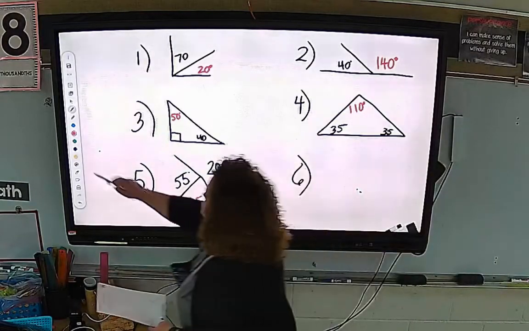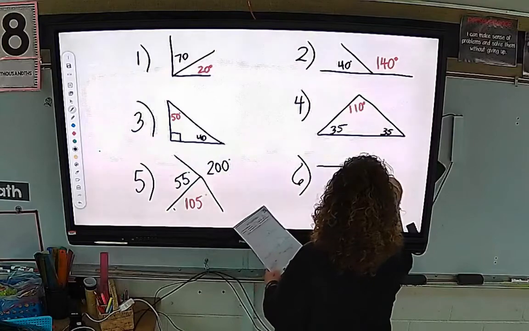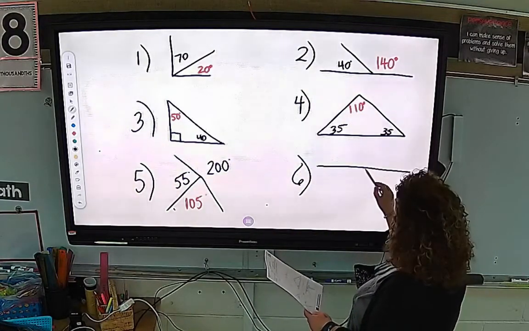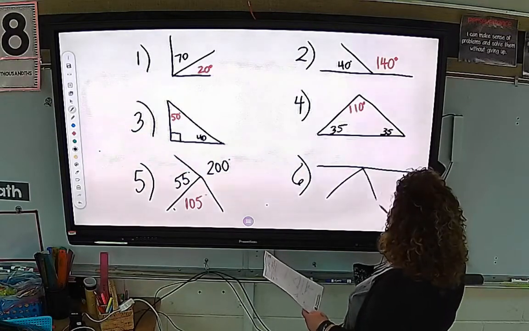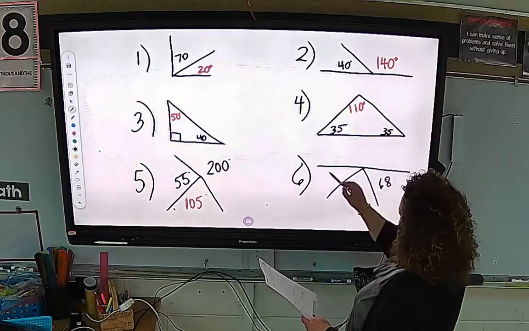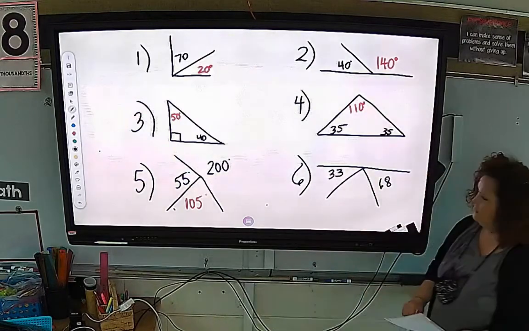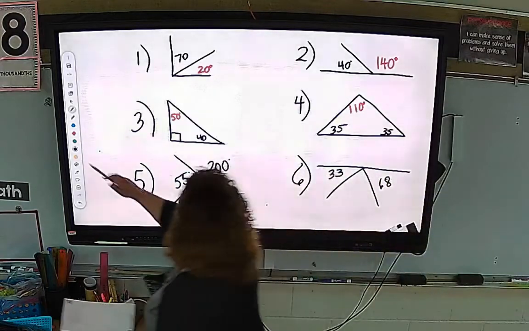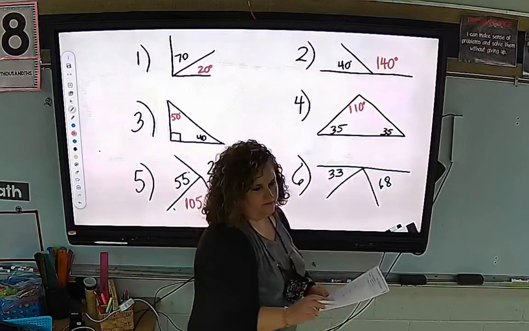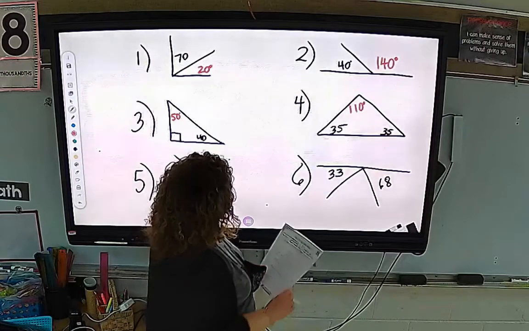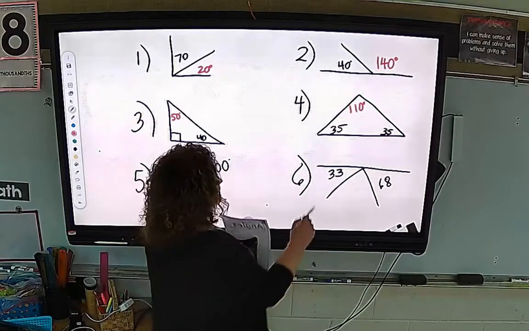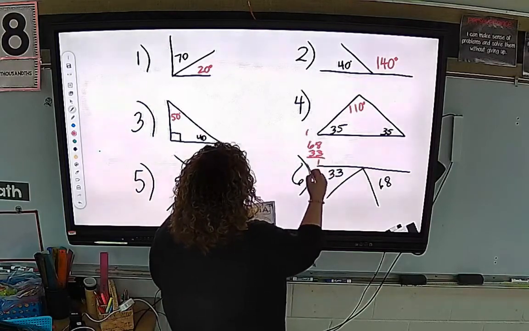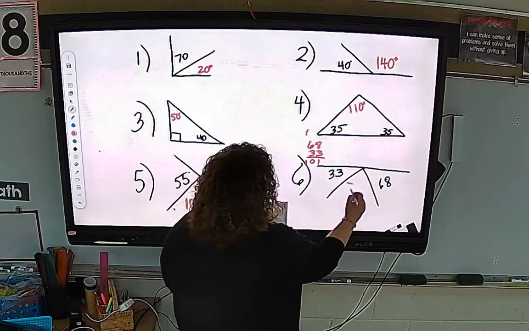And then our last one here, it looked upside down. But angles can go in any direction. This was 68. This was 33. So what is that missing angle? What do you think? Ishmael, what? 79? Okay, so 68 and 33. And you said 79.